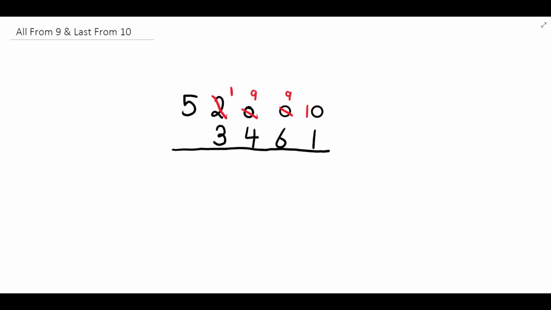Now you continue with the subtraction process as usual. 5 minus 0 gives 5. But since 1 cannot be subtracted from 3, you make it a 4 and convert it into 11 over here. Now 11 minus 3 gives an 8. 9 minus 4 gives a 5. 9 minus 6 gives a 3. And 10 minus 1 will give a 9. And this is our final answer.